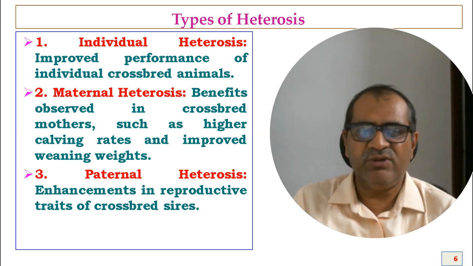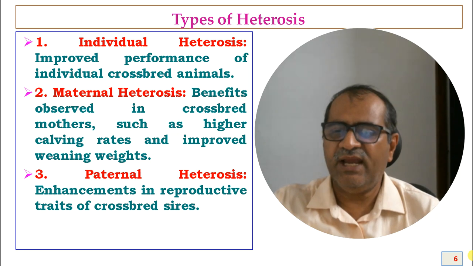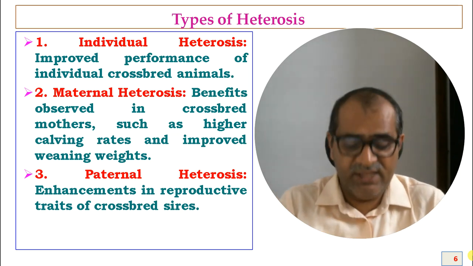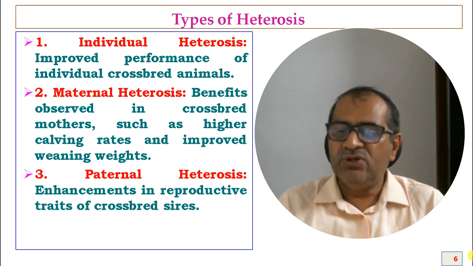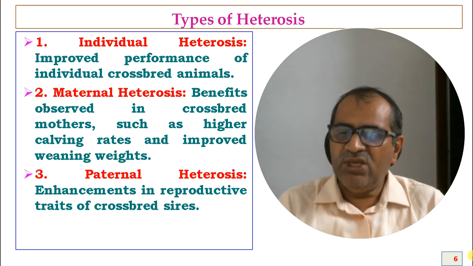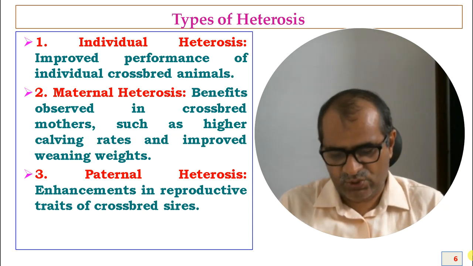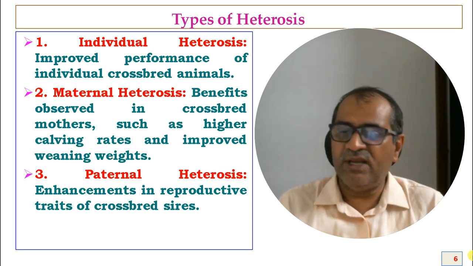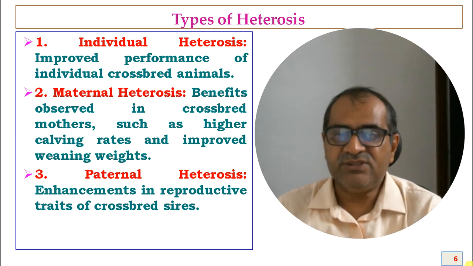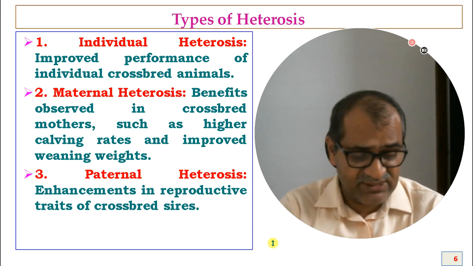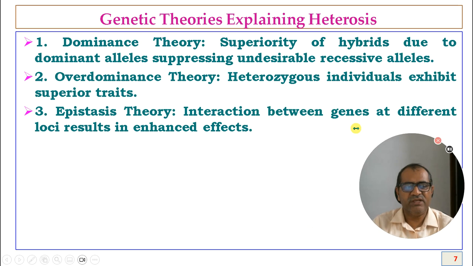Whereas the third one is the enhancement of the reproductive traits in crossbred sires. So this is the third type of heterosis. All these three differ a little from one another.